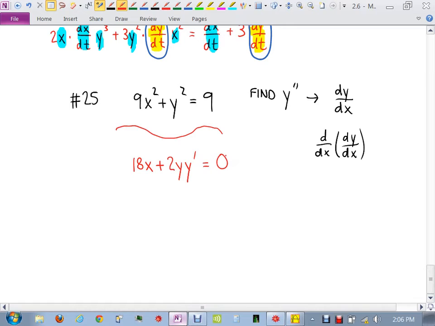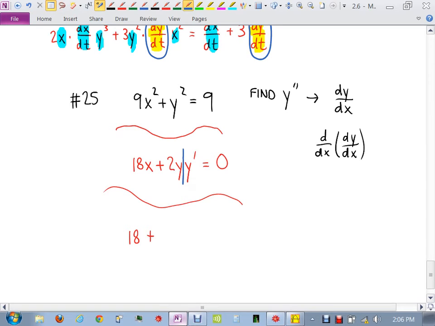Now, it would be pretty easy to get y prime by itself right now, wouldn't it? But I'm actually not going to do that. I'm going to go for the second derivative, and I'm going to do it implicitly again. What's the derivative of 18x with respect to x? 18. Plus, now, what rule do I have happening here with 2y, y prime? Product, and I'm going to split it right down in between the y's.